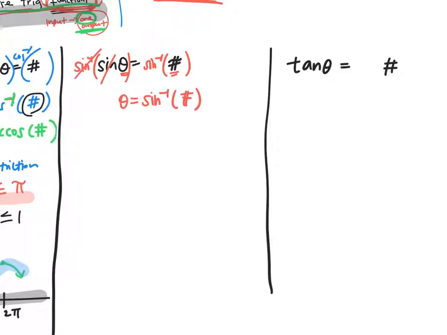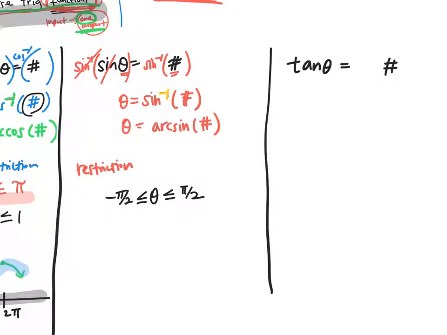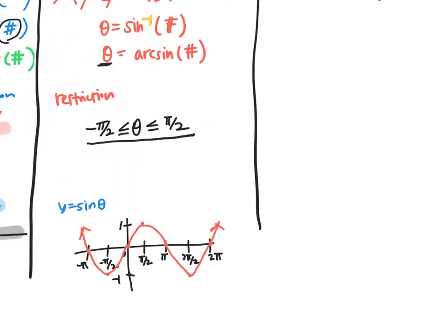Anytime you see this notation right here, this inverse sine notation, or if you see arc sine, there again will be an automatic restriction. And the automatic restriction for arc sine is such that your output, your angle measure, must be between negative pi over 2 and positive pi over 2. So here is my y equals sine theta graph. Notice that my output, my ratio, is also between negative 1 and 1. So your ratio needs to be between negative 1 and 1, just like the inverse cosine function.